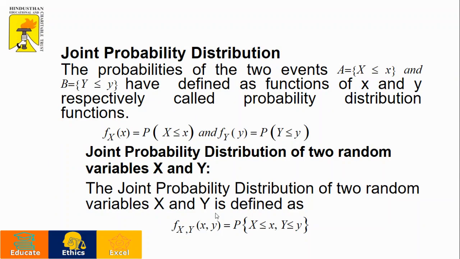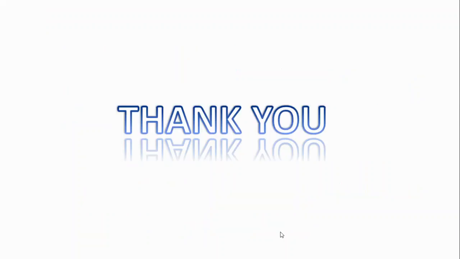Now we have to see what the joint probability distribution is. The probabilities of two events A equal to x and B equal to y, defined as functions of x and y respectively, are called probability distribution functions. That is, Fx of x equal to P of X is less than or equal to x. Similarly, we can define Fy of y equal to probability of Y is less than or equal to y. The joint probability distribution of two random variables X and Y is F of (x, y) equal to probability of X is less than or equal to x, Y is less than or equal to y, that is, X and Y we have to write together.